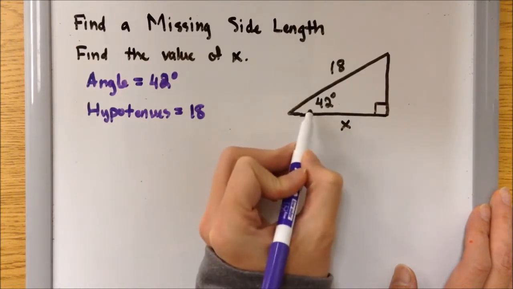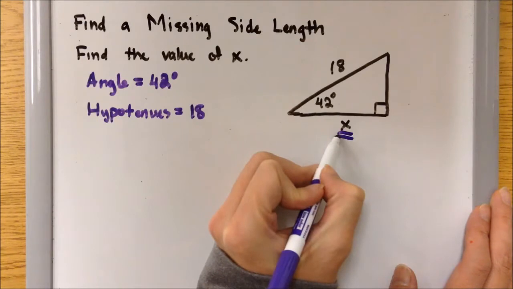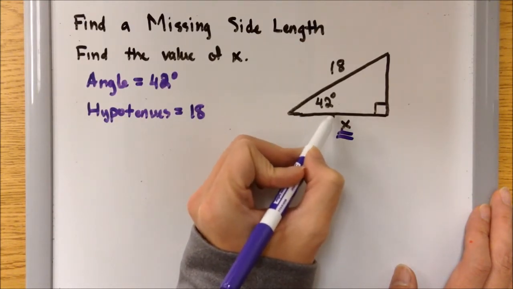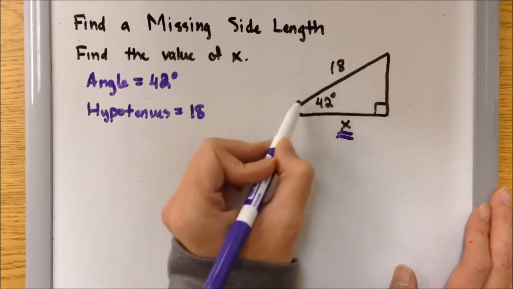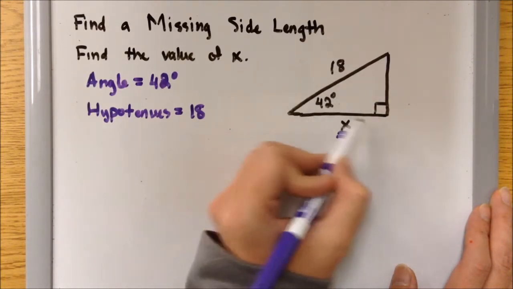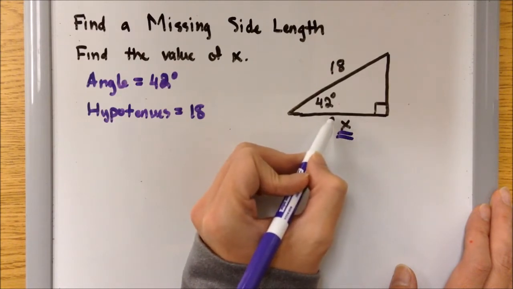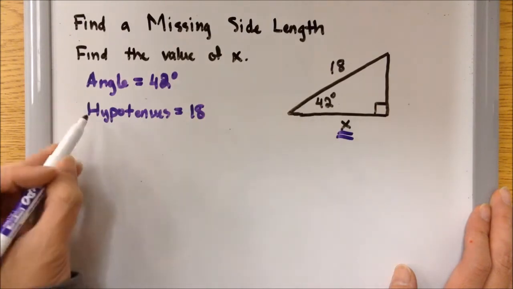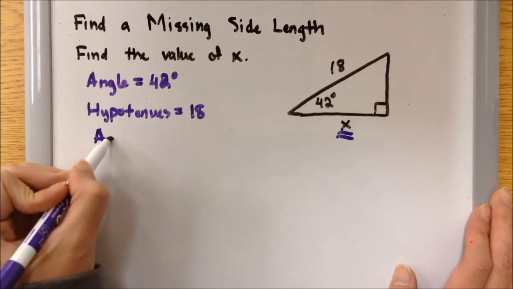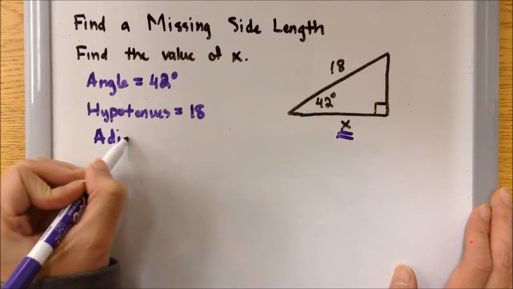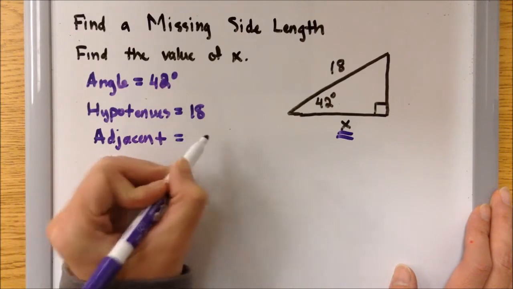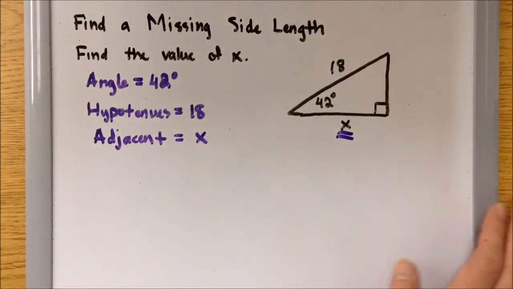And then the other side, which is x, we see that it's right next to the 42 degrees. Even though this other one is the hypotenuse and is also next to the 42 degrees, this one is not the hypotenuse but is next to it. So that means it's adjacent to the 42 degrees. So we have the adjacent, which is x.